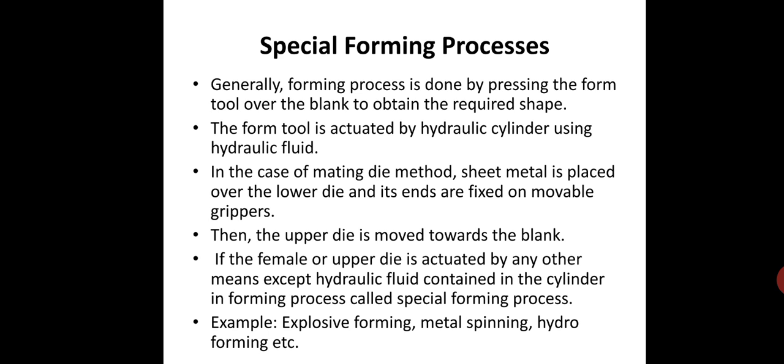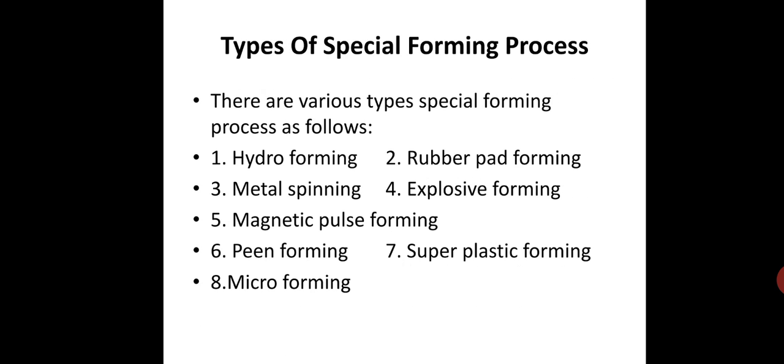Some of the types of special forming operations are hydroforming operations, rubber pad forming operations, metal spinning operations, explosive forming operations, magnetic pulse forming operations, pin forming operations, superplastic forming operations, and micro forming operations. In my next video, we are seeing about the types of the special forming processes.